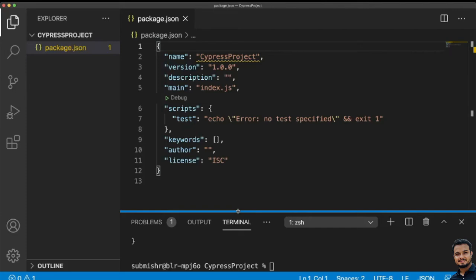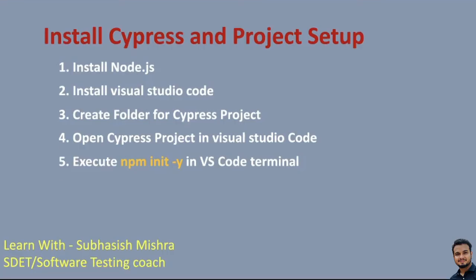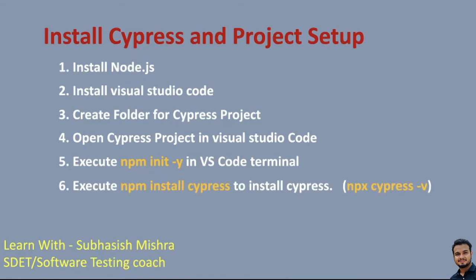Okay, so we are done with this npm setup. Now we'll move to the next step. In step number 6, we'll execute npm install cypress. It will install Cypress. Then we'll check the Cypress version, that is npx cypress -v. We'll see how to do it.